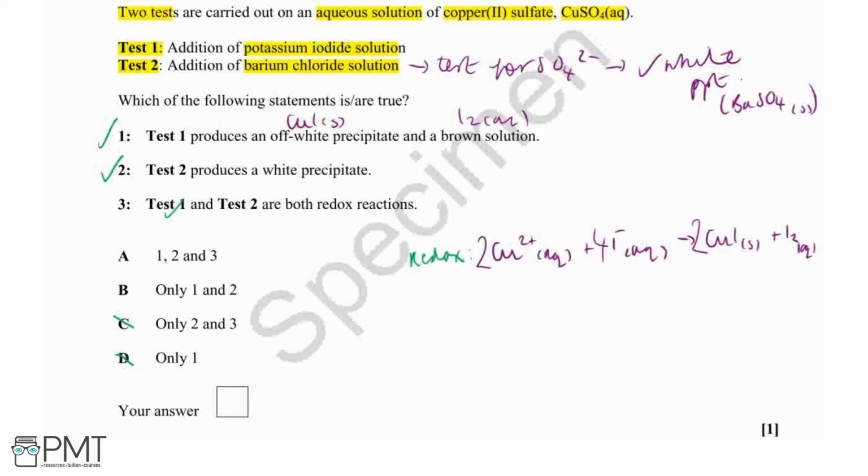In test 2, we've got the reaction of our barium 2+ ions in solution with the sulfate ions in solution to produce that white barium sulfate precipitate, but we haven't got any change in oxidation states in these ions or compounds. Therefore, test 2 is not going to be a redox reaction. Therefore, statement 3 is incorrect, so our answer is going to be B.